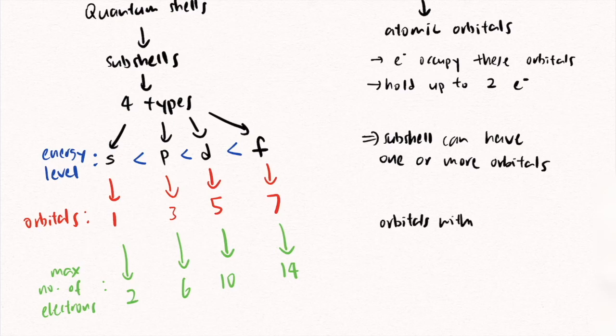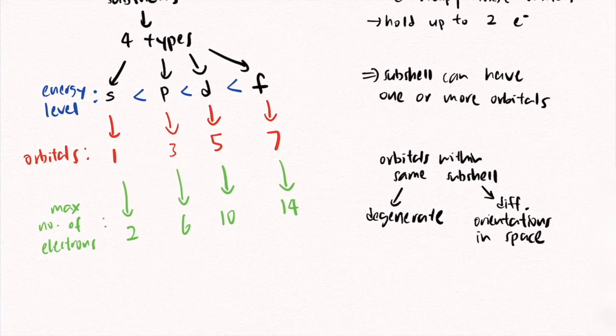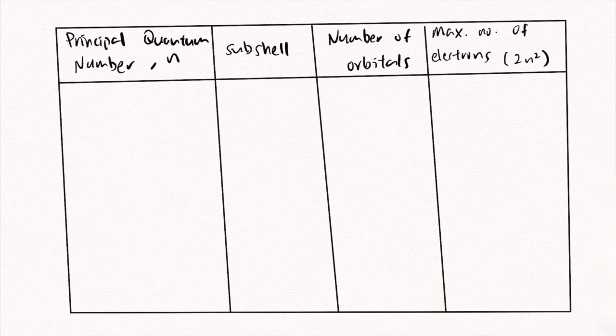Note that orbitals within the same subshell will be degenerate. This means that they have the same energy level. Also, atomic orbitals within the same subshell will have different orientations in space. Since all of these might sound very confusing, let me do a brief summary with this table.